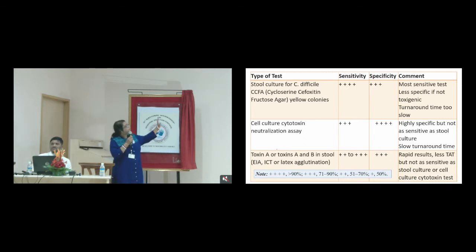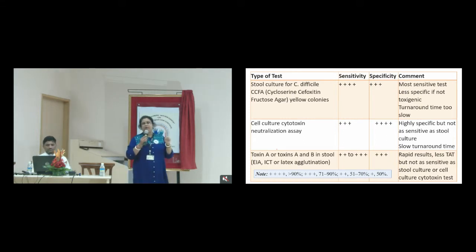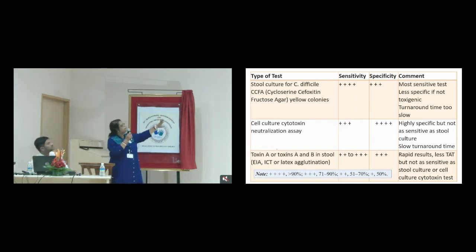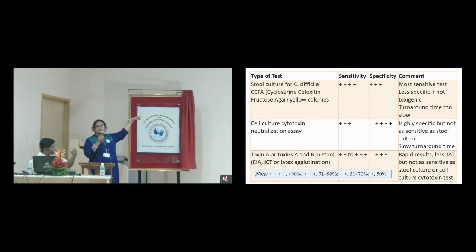So here before you are the various diagnostic tests that you can do for Clostridium difficile infection. We need to remember one point here. A Clostridium difficile strain can be either a toxigenic or a non-toxigenic strain. So we have to demonstrate the presence of toxigenic Clostridium difficile. Earlier, people started off with two tests. One is the stool culture for Clostridium difficile done on the cycloserine cefoxitin fructose agar, where you get yellow colored colonies with a horse barn odor.